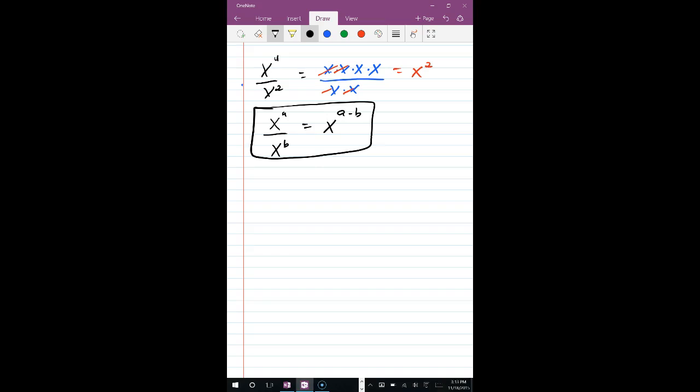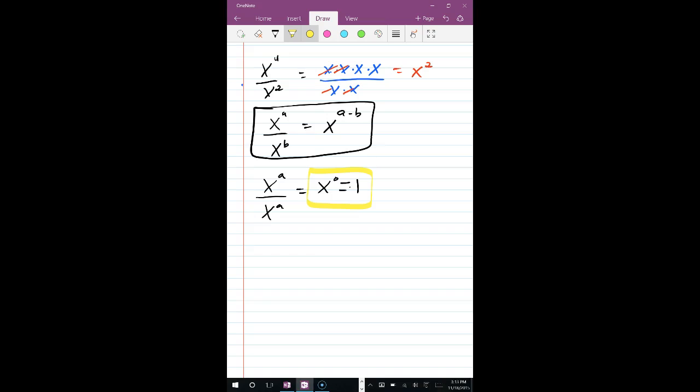This leads to some neat things. For example, if you have x to the a divided by x to the a, we now know that this is the same as x to the 0, because a minus a is 0, but we also know that when we divide anything by itself, like x to the a divided by x to the a, we have to get 1. So this leads us to the conclusion that anything raised to the 0 power is 1.